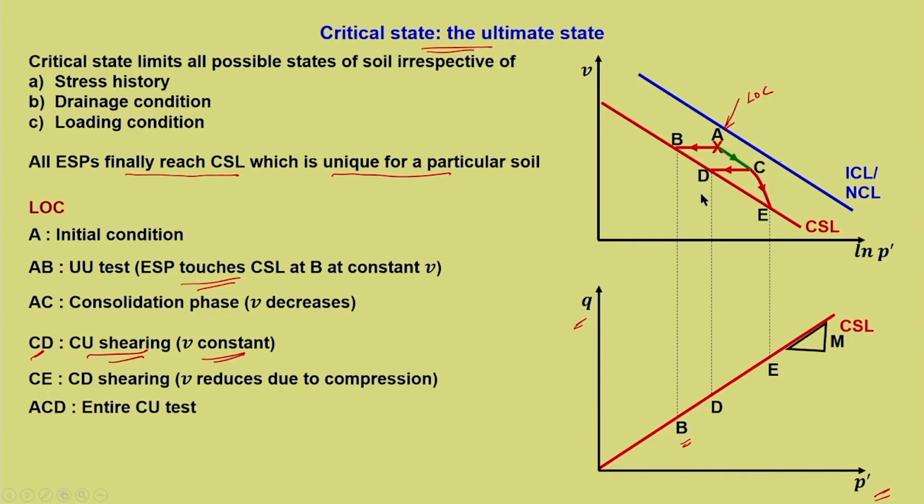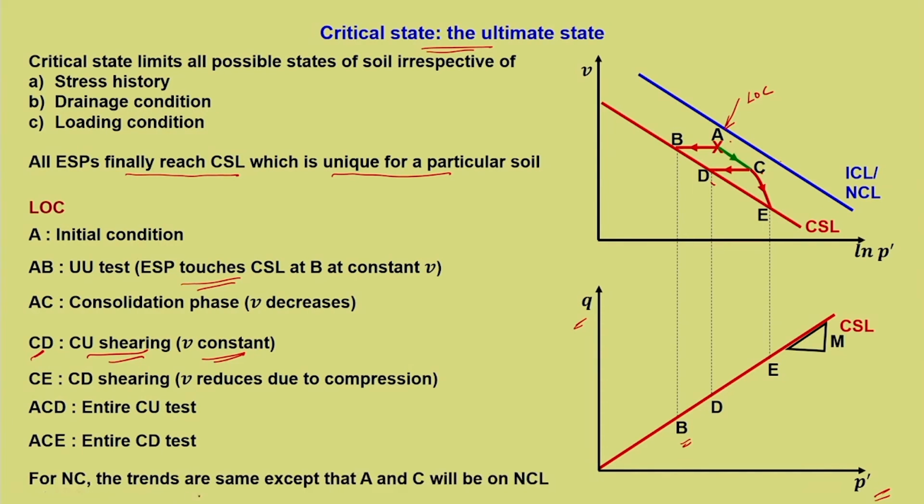ACD represents the entire CU test. So, A, C and D represent the entire cycle of the consolidated undrained test, and similarly ACE is the test for consolidated drained one, the entire consolidated drained test. For normally consolidated, the trends are the same except that A and C will be on NCL.